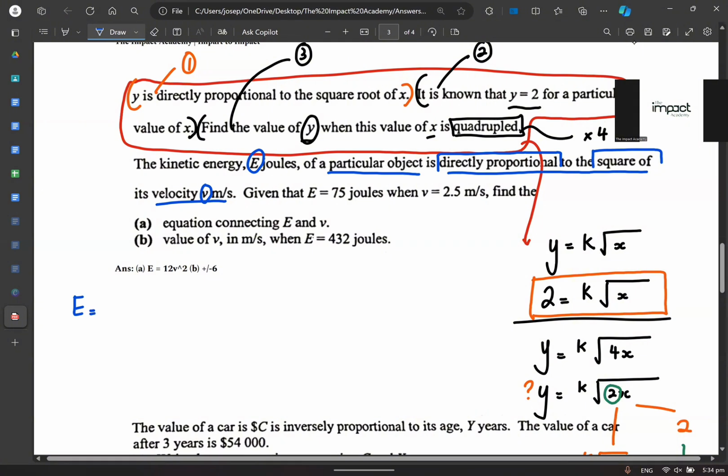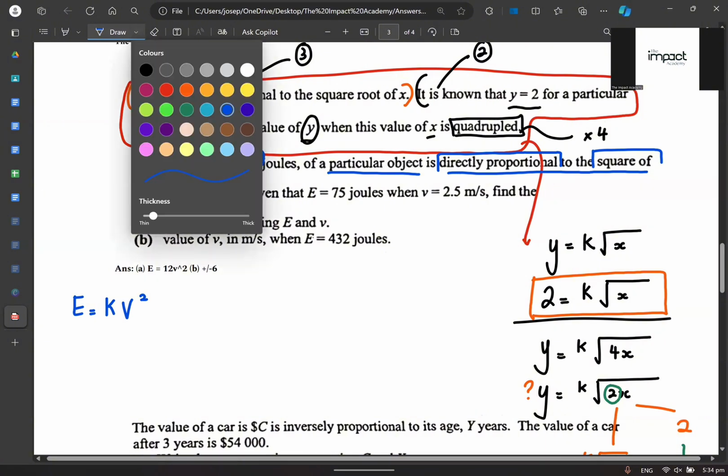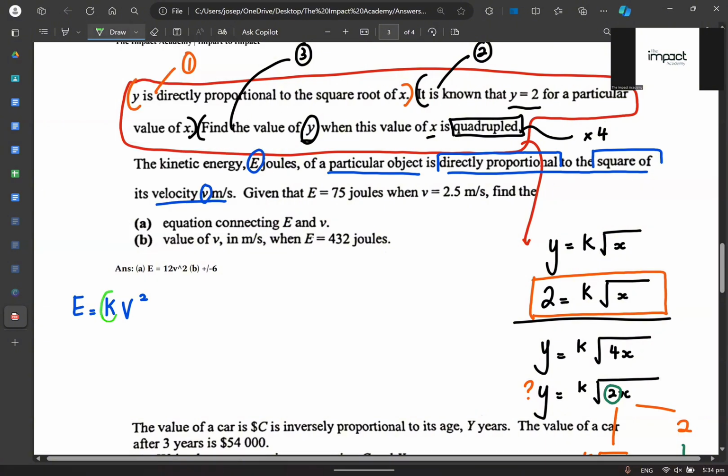So my equation will now be like this. Am I making sense? So what is your job? Your job is always to find out the value of k. Make sense? So what is E? I know it's 75 joules, right? Never mind, just put 75.